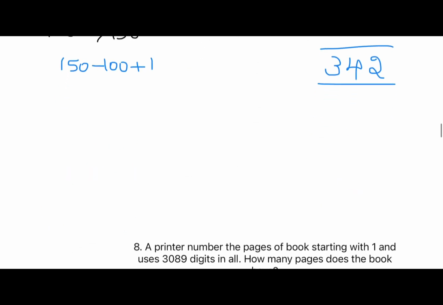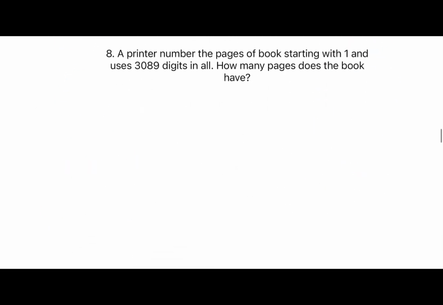Now the next question. A printer numbers the pages of a book starting from 1 and uses 3089 digits in total. How many pages does the book have? This is a question similar to the previous one, but with a small twist. Instead of giving how many pages are there, now they have given how many digits are printed, and we are supposed to find the total number of pages. Right, so we'll start this.